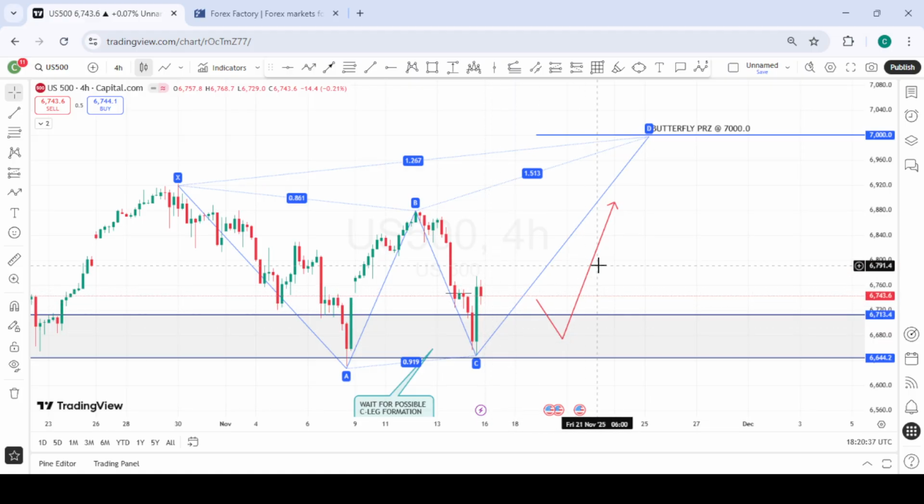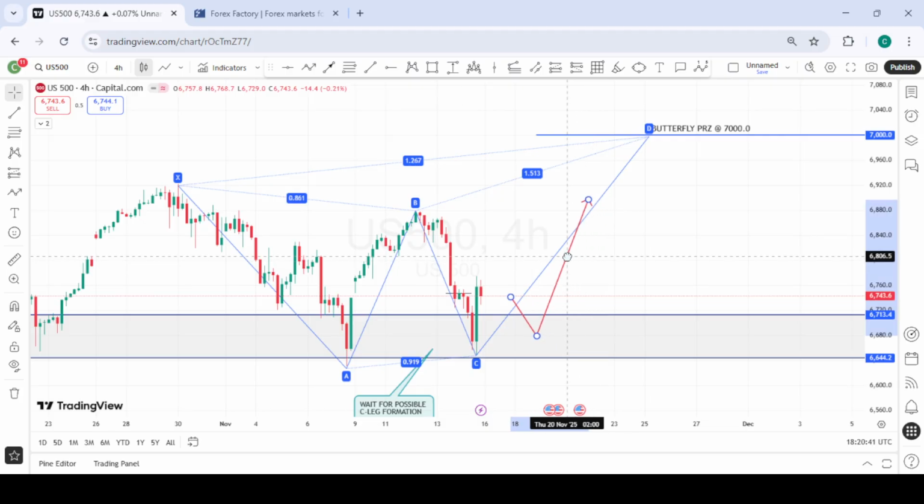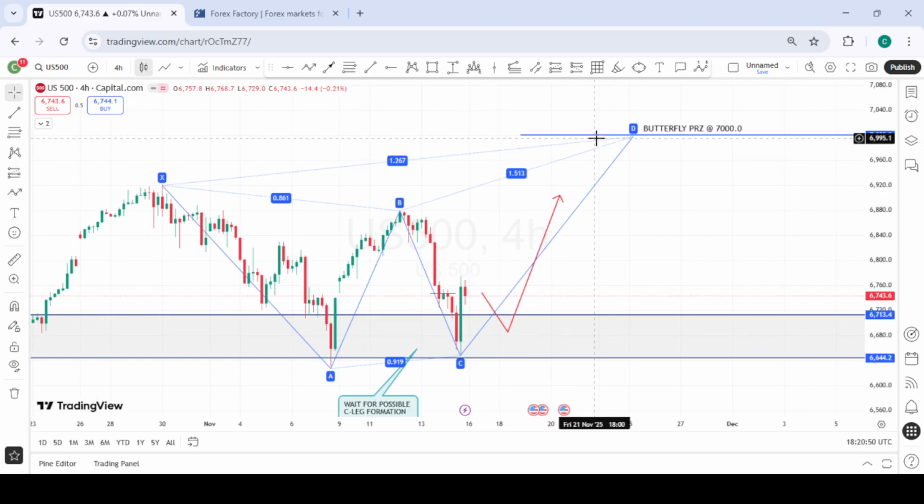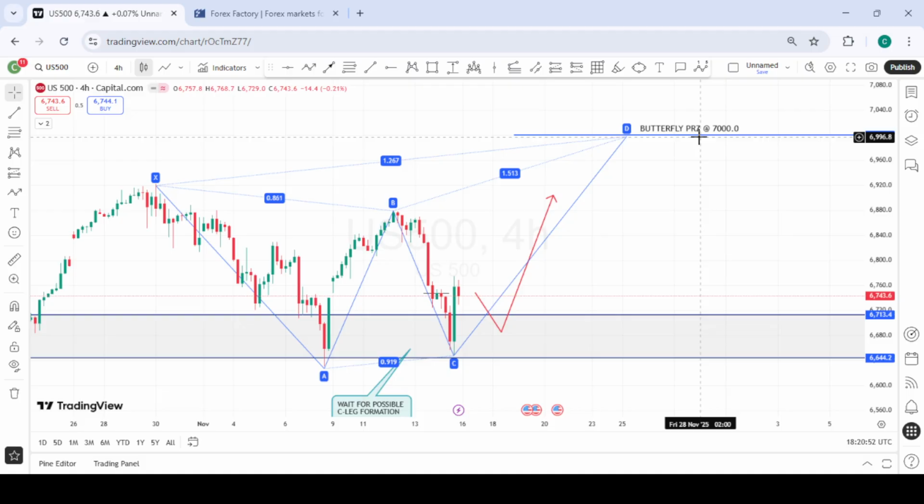So going forward, as we enter next week, we'll be looking to see price pull back or give us a higher low formation back into this zone and give us bullish confirmations to continue the buys to the upside, targeting 7,000. Yes, 7,000 here. So we are bullish on the S&P 500.